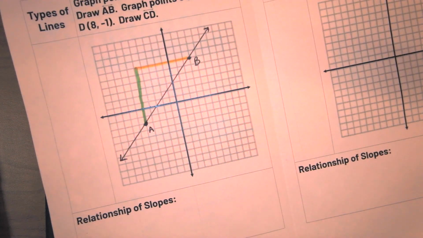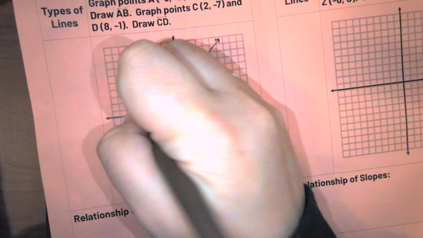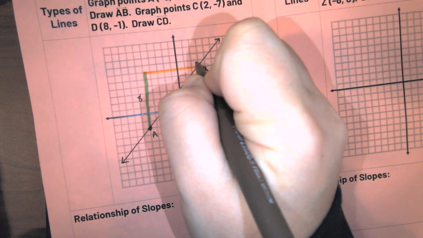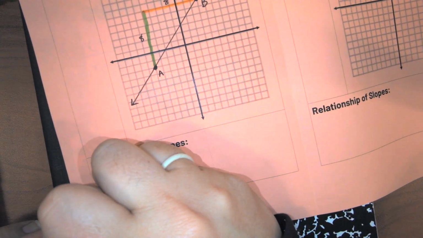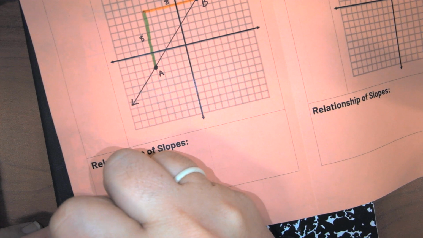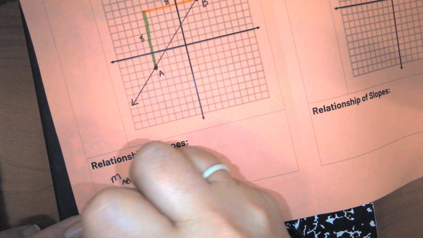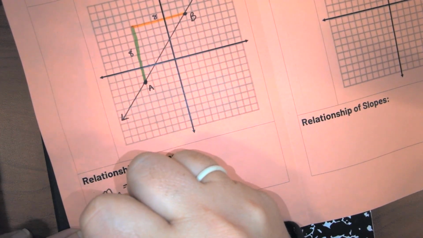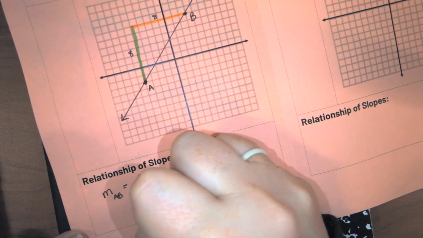I'm going to count how many boxes I rose. It's 1, 2, 3, 4, 5, 6, 7, 8 boxes is my rise, and then 1, 2, 3, 4, 5, 6, 7, 8 boxes is my run. My slope, which we use M for, I'm going to put a little AB down below it, so I know it's the slope of AB, is my rise over my run. My rise was 8 and my run was 8, so it's 8 over 8, which simplifies down to 1 over 1, which is just 1.